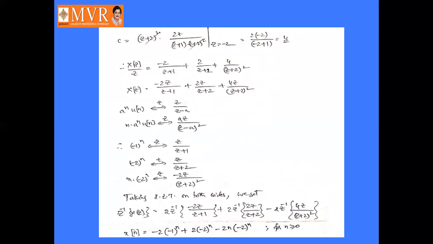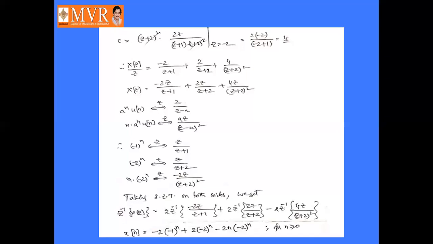Or we can write this as X of z equals minus 2z by (z plus 1) plus 2z by (z plus 2) plus 4z by (z plus 2) whole square. So the z transform of a power n into u of n is nothing but z by (z minus a). Similarly, the z transform of n into a power n into u of n is nothing but az by (z minus a) whole square. So the z transform of (minus 1) whole power n is nothing but z by (z plus 1). Similarly, the z transform of (minus 2) whole power n is nothing but z by (z plus 2). And n into (minus 2) whole power n is nothing but minus 2z by (z plus 2) whole square.